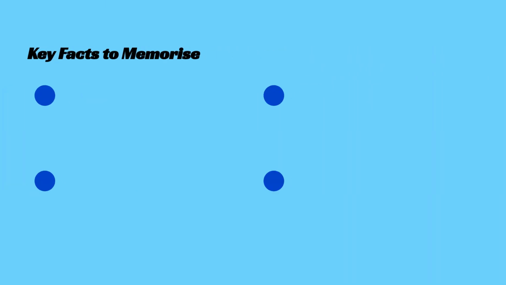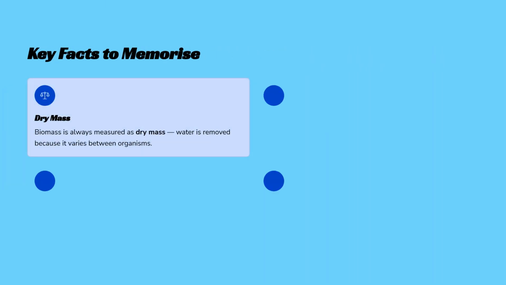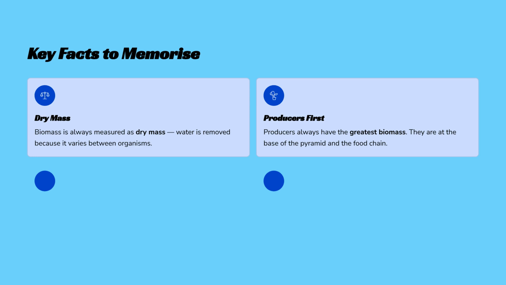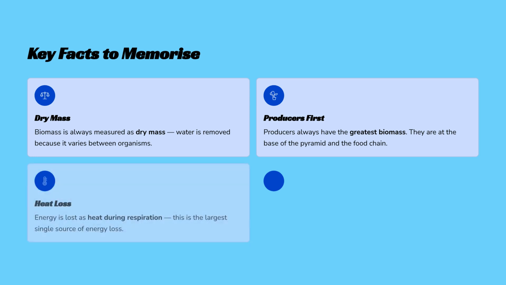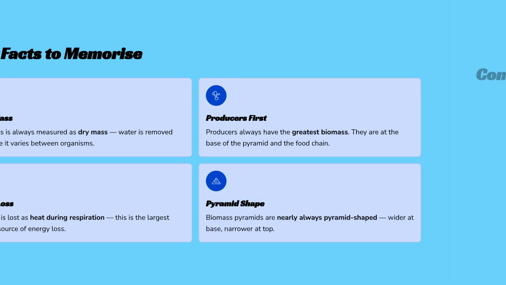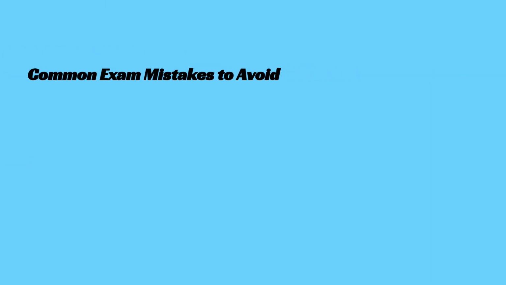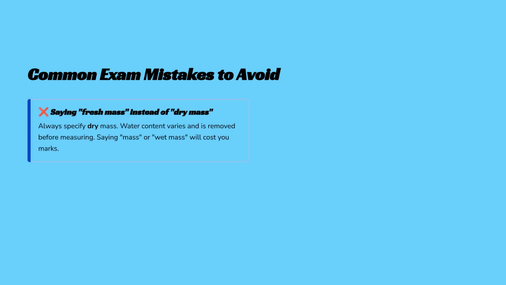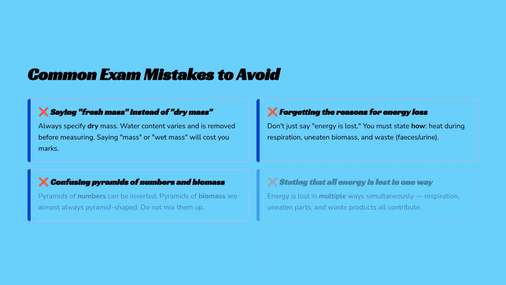Remember these 4 key facts. Biomass is always measured as dry mass, producers have the greatest biomass, energy is lost primarily through respiration, and the resulting pyramids are nearly always wider at the base. Avoid these common exam mistakes. Always specify dry mass, clearly explain the methods of energy loss, distinguish between numbers and biomass pyramids, and remember that energy is lost in multiple ways simultaneously.